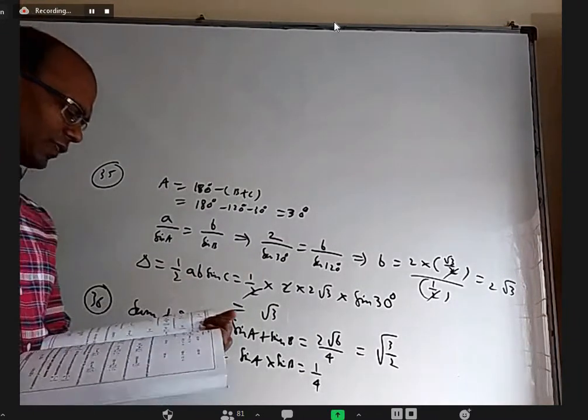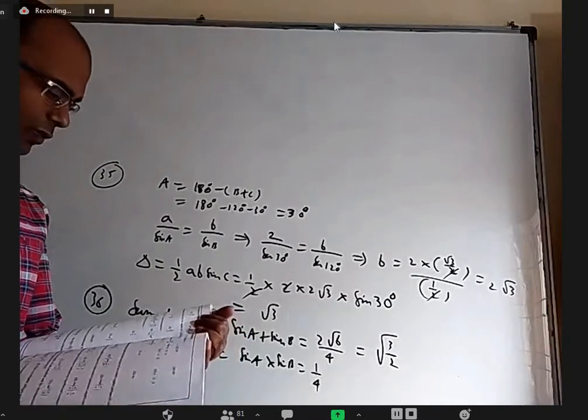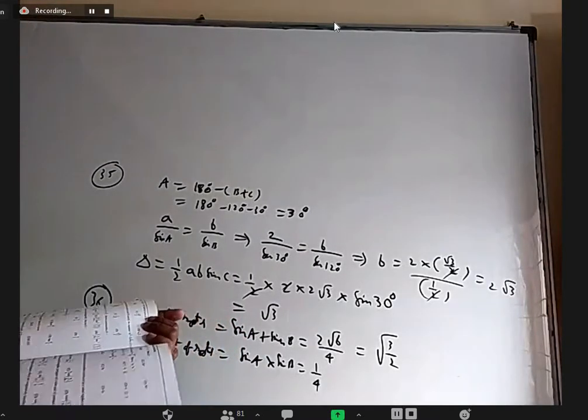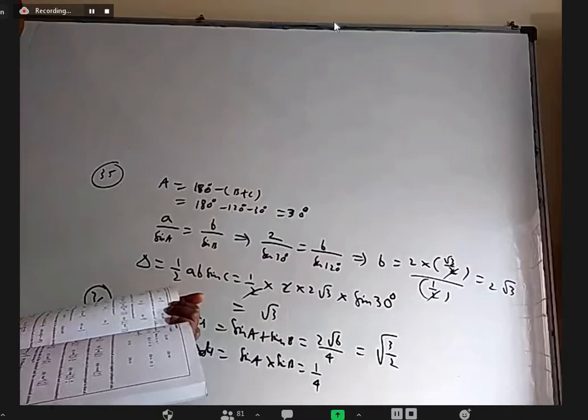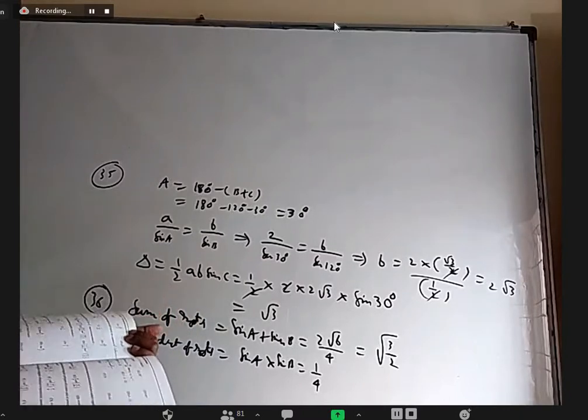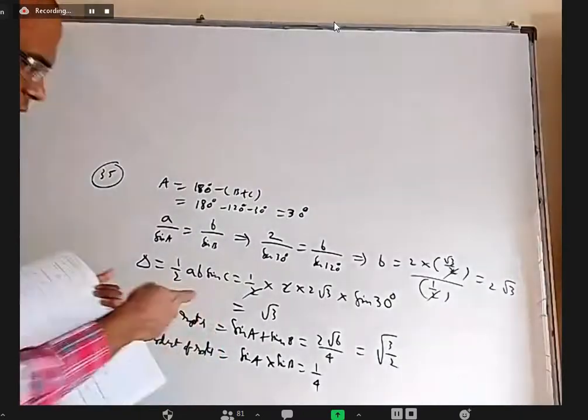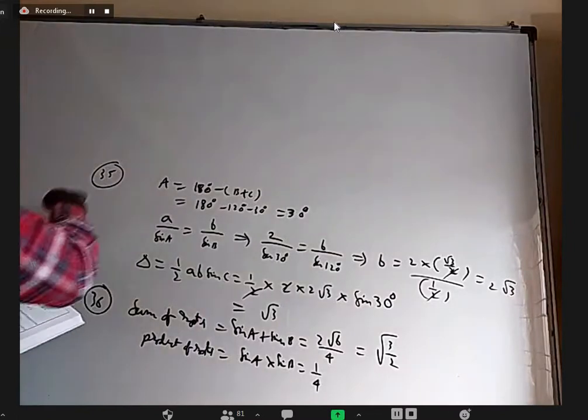Okay, 36, I think if you actually find the roots, they'll come root 3 minus 1 by 2 root 2 and root 3 plus 1 by 2 root 2. I don't know, without finding the roots, can we manage? I just wrote some other roots, but let me also try to find the roots in 36.